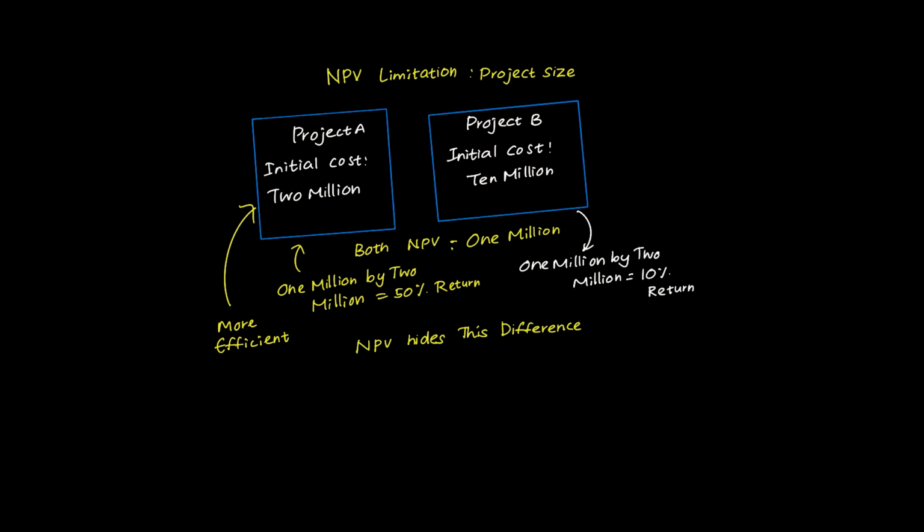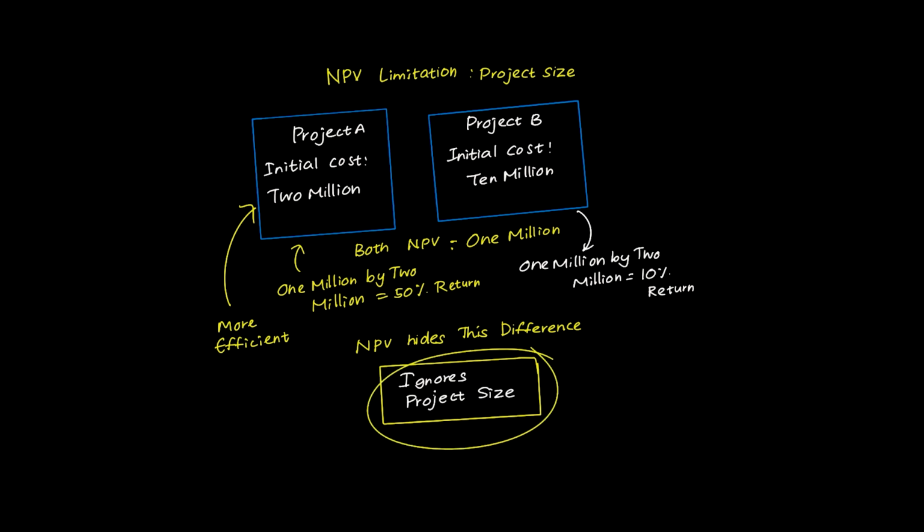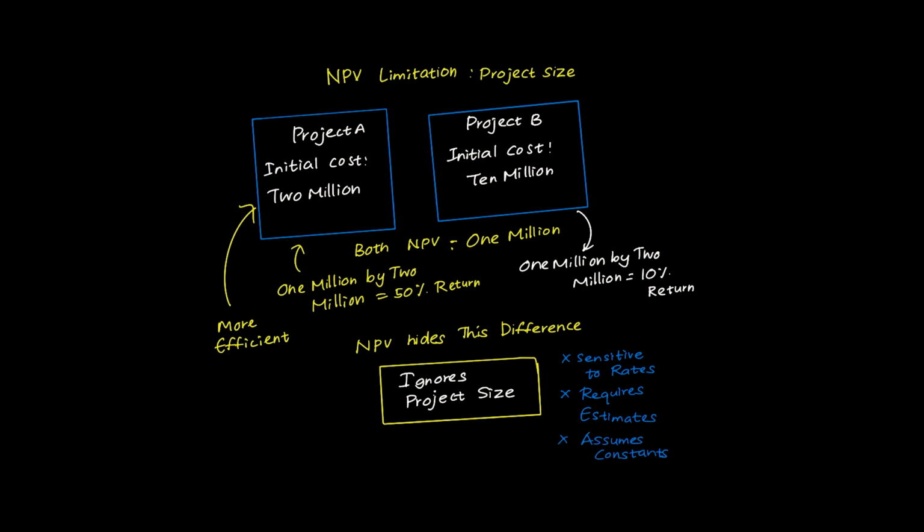This is what we mean when we say net present value ignores project size. Two projects with vastly different scales can have the same net present value, but very different efficiency levels. Yes, net present value is sensitive to discount rates, but that's not the issue this scenario highlights. And all methods require estimates, so that's not unique. The specific limitation here is that equal net present values don't tell you which project uses capital more efficiently when projects are different sizes.